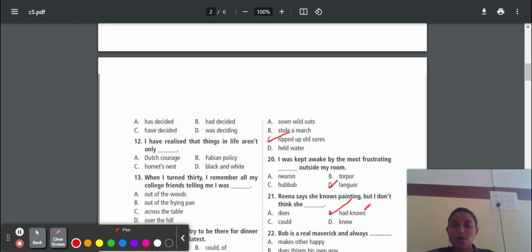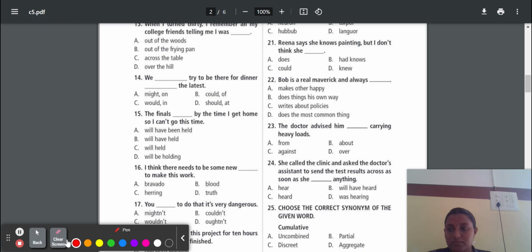Question number 22. Bob is a real maverick and always dash. Option A, makes others happy. Option B, does things his own way. Option C, writes about policies. Option D, does the most common thing. Answer for the question 22 is option C, writes about policies.